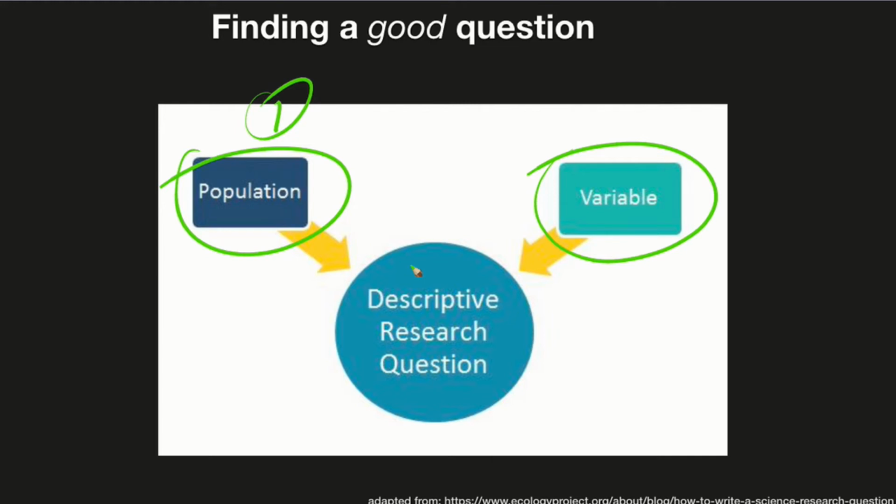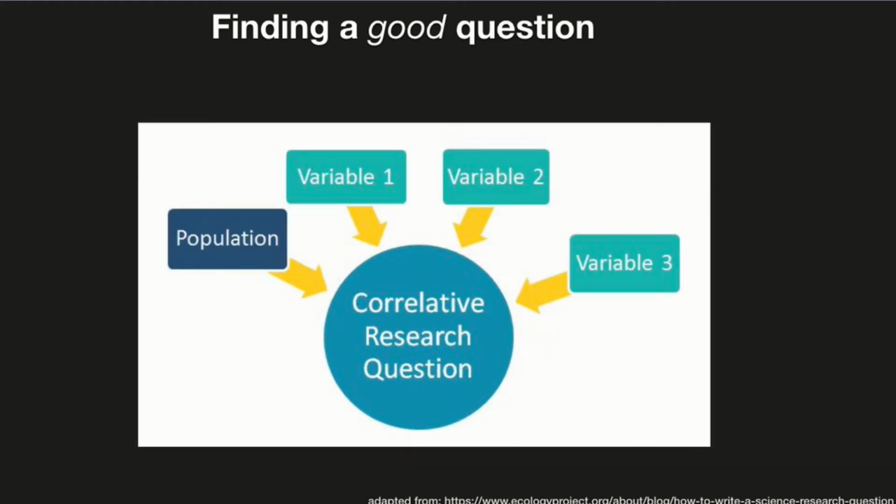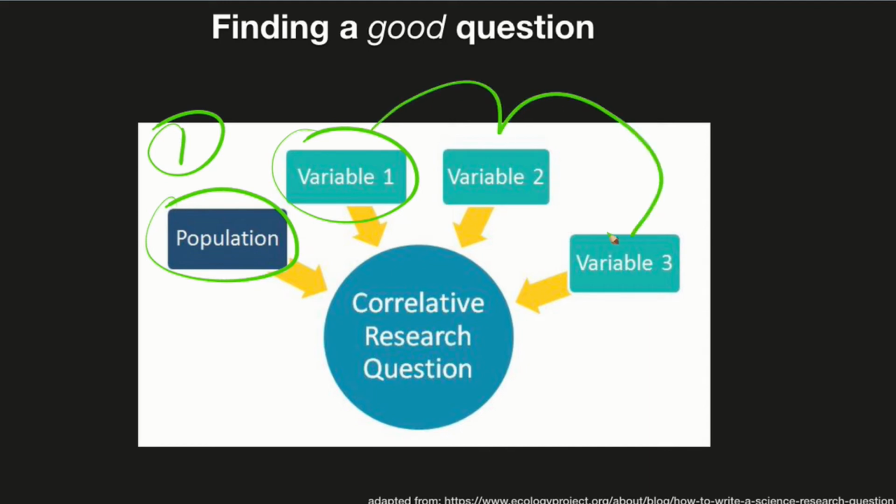It could be something like, how many pine trees are there in the Mammoth Hot Springs area? What is the wolf pack distribution range? Or how many different species of wasps occur near the Riverfront Cafe? The next broad type of question or experiment is what we would call correlative research. Again, we're going to stick with just one population. But now, rather than looking at a single variable, we're going to be comparing three different variables, or two different variables, or five, but more than one.